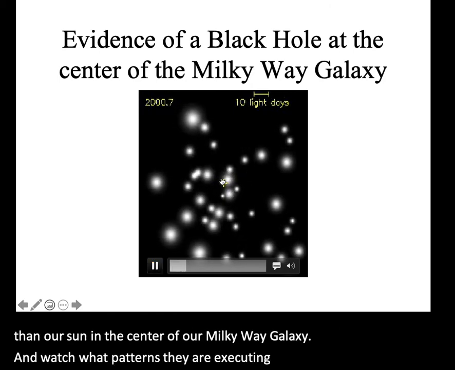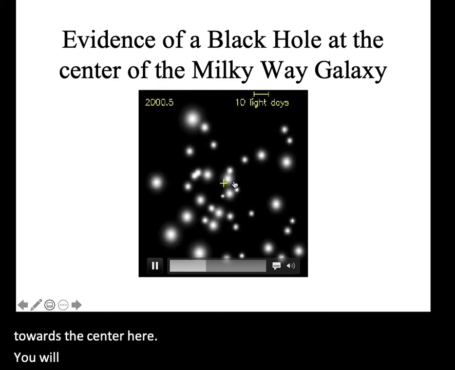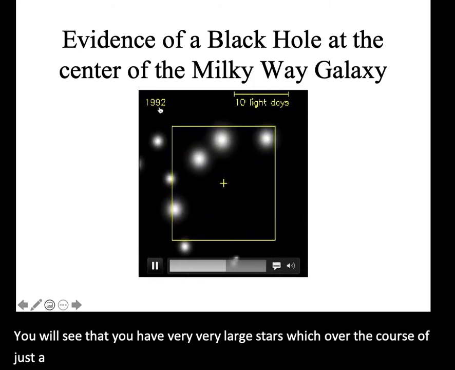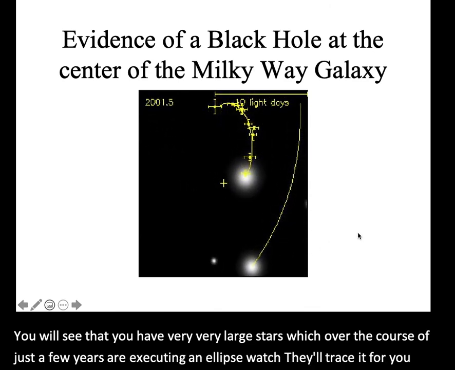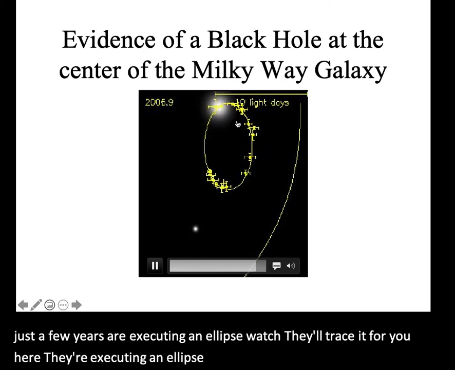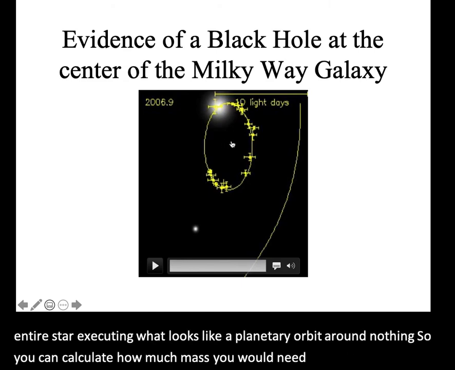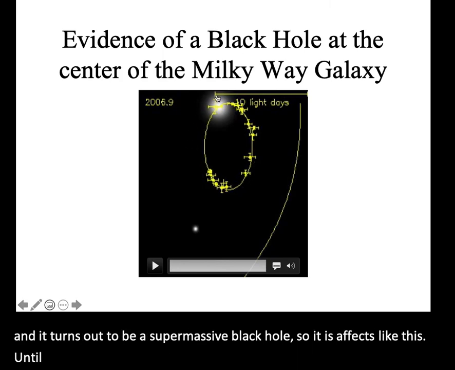So if you look towards the center here, you will see that you have very, very large stars, which over the course of just a few years are executing an ellipse. Watch, they'll trace it for you here. They're executing an ellipse around nothing, right? Look at that. That is an entire star executing what looks like a planetary orbit around nothing. So you can calculate how much mass you would need in there, and it turns out to be a supermassive black hole.